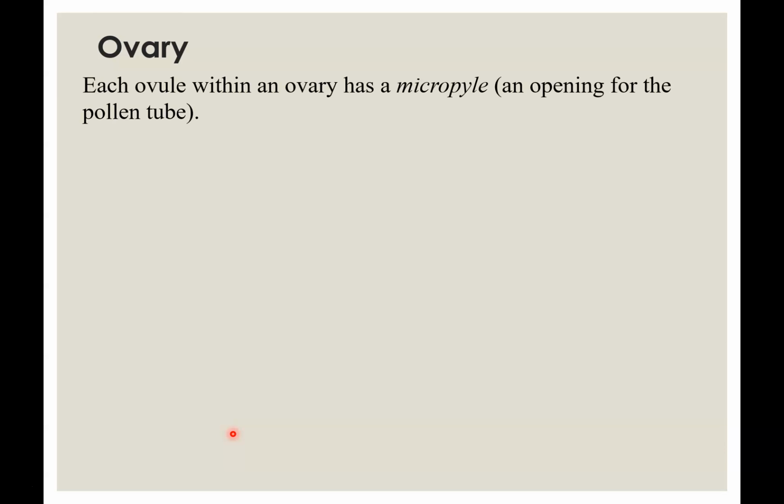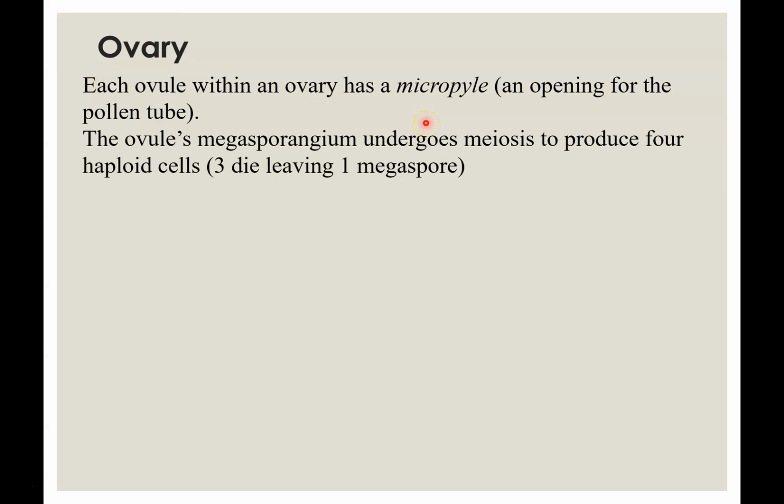Now let's have a look at the ovary, or the characteristics of the ovary. In the ovary, each ovule within an ovary has a micropyle. Micro means small, and pyle is an opening. And this small opening is for the pollen tube to come in. The ovule's megasporangium undergoes meiosis to produce 4 haploid cells. Remember that 3 die, leaving 1 megaspore.